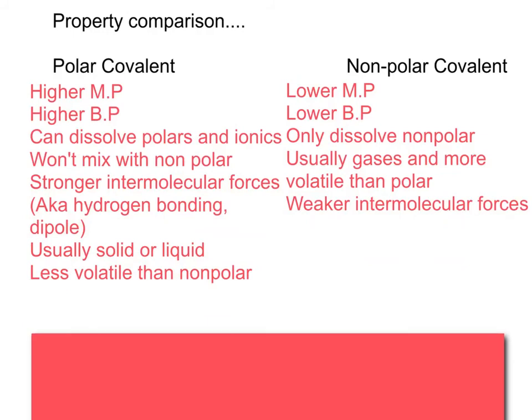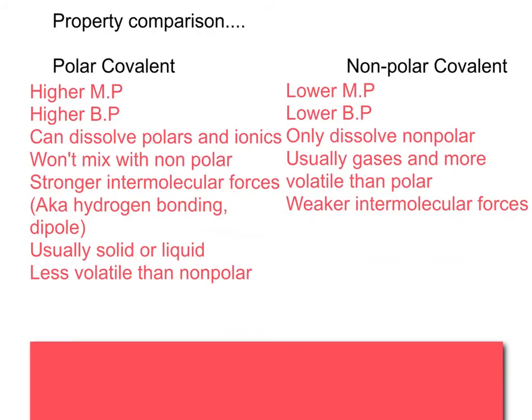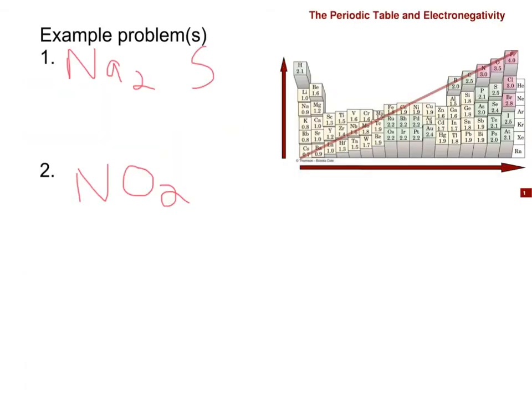And then the last couple here: usually a solid or a liquid if you're polar, and of course they are less volatile than nonpolar. If you didn't get all these copied, I'd suggest pausing now, copying them down, and then moving on to the next slide with us. So we're going to work a couple of example problems where we start with the formula and see if we can use electronegativity to predict what kind of bond holds this compound together.